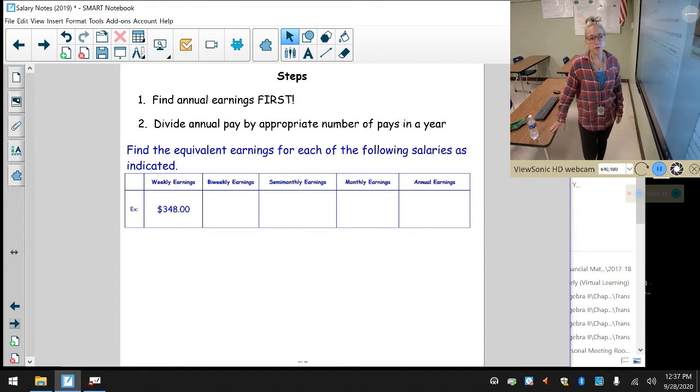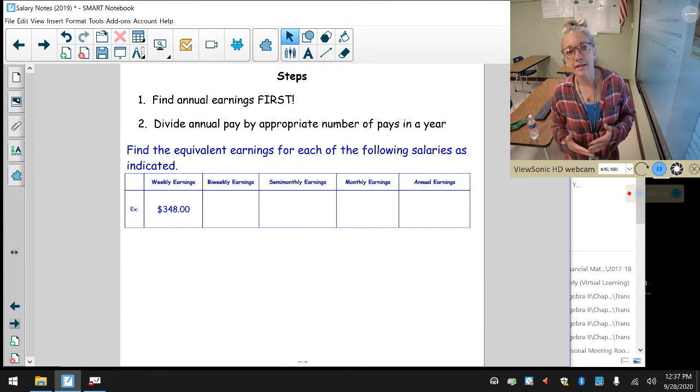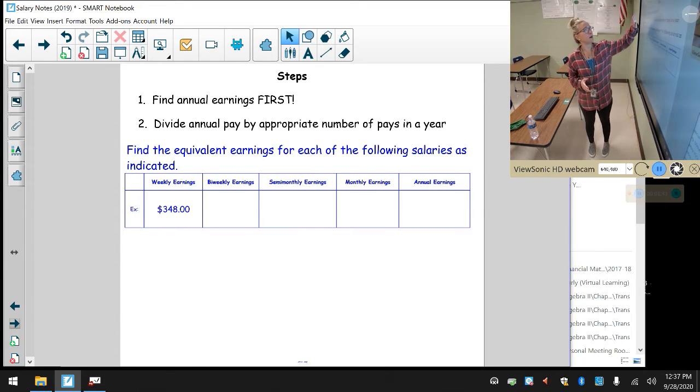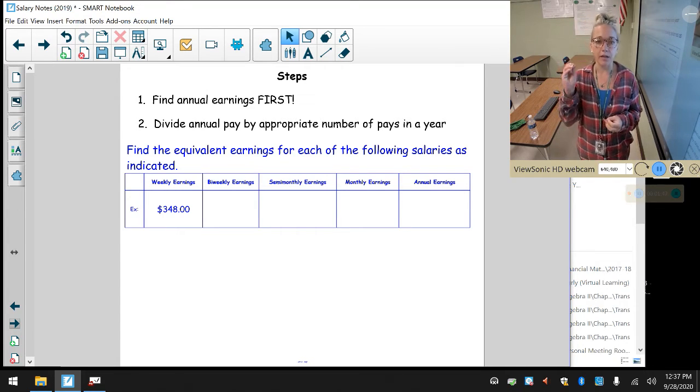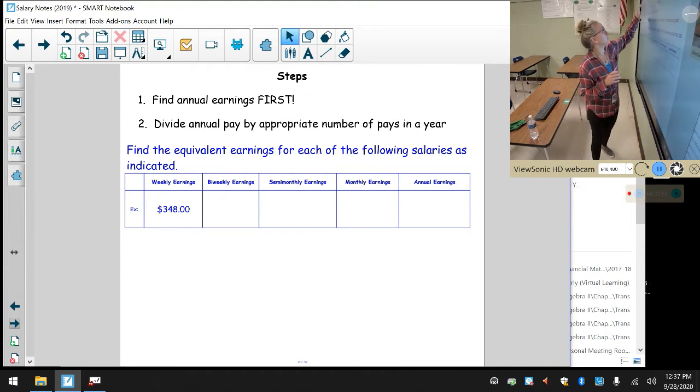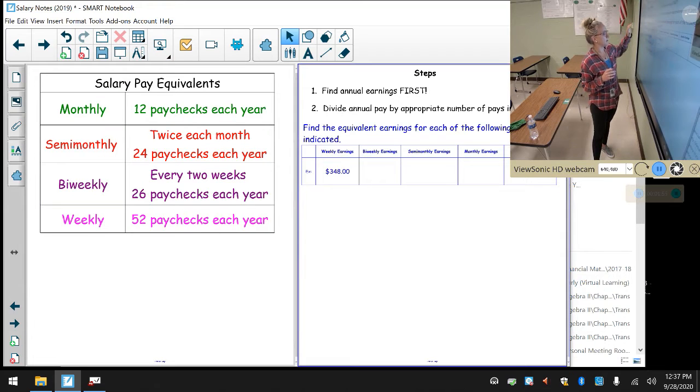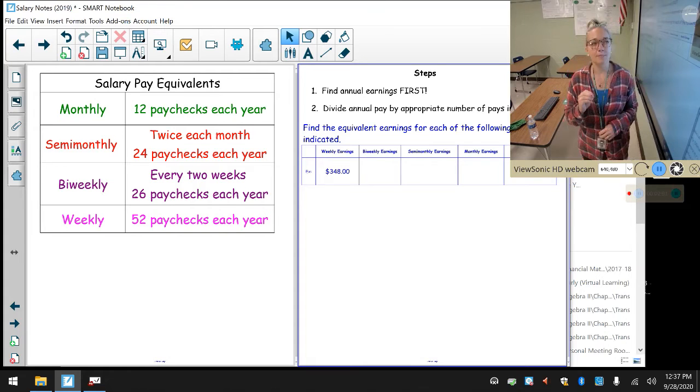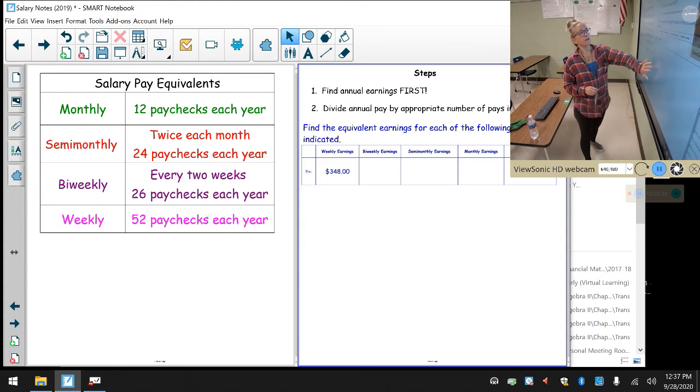Okay, so how do you calculate equivalent earnings? Well, we're just going to follow these 2 simple steps. First, you're always going to find annual earnings first. Then you take that annual earnings and divide by the number of pays for each of the other ones, from the previous slide, okay? I want everyone to do it exactly like this, because if you do not, we're going to have different answers. So make sure everyone does it exactly like this so that we have the exact same answers. All right, find annual earnings first.